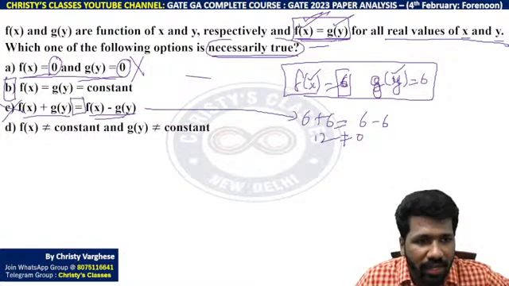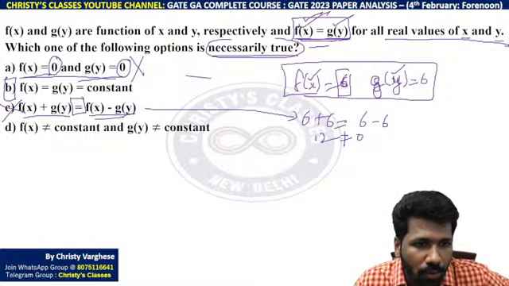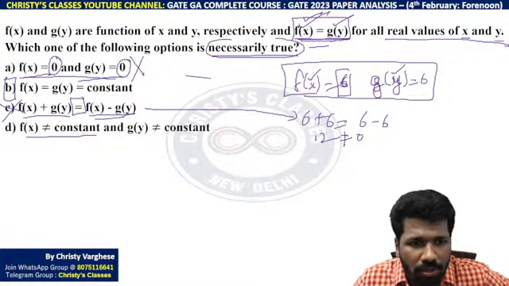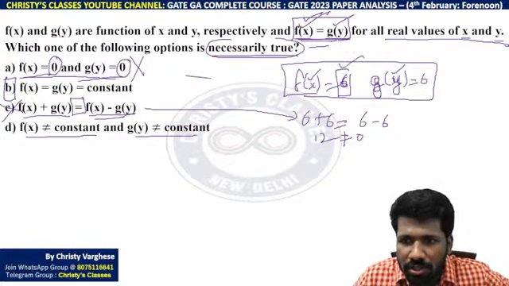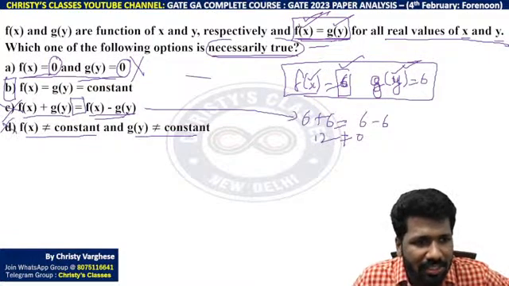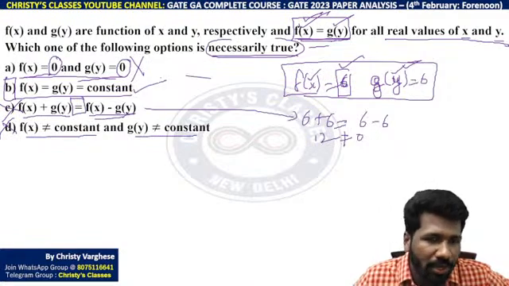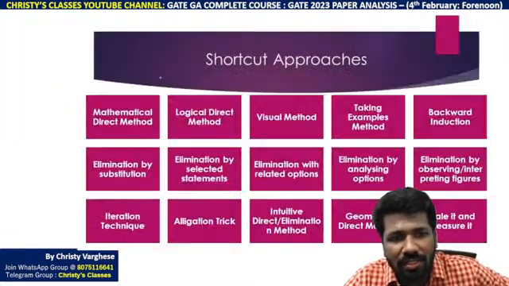It is true only when f of x and g of y are 0. f of x not equal to constant, g of y not equal to constant. Again, f of x equal to constant is also working. So this is necessarily not true for sure. That is why option B is the only remaining option. You can easily do it by elimination.